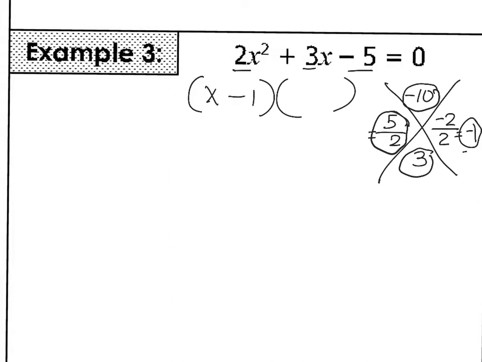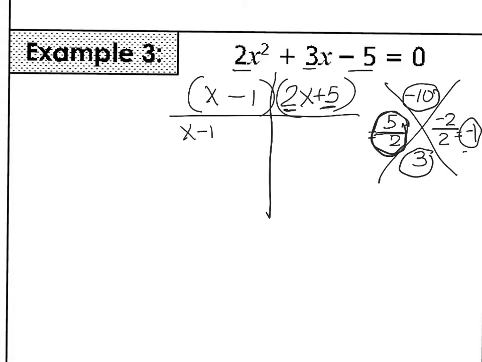Now for the fraction, if you remember, you take the denominator, put it in front of your variable, and then take your numerator with its sign and put it behind the variable. Okay? So 2x plus 5. Denominator goes in front, the numerator goes behind. Okay? All right, so now we've got these, and we're going to set them to 0.